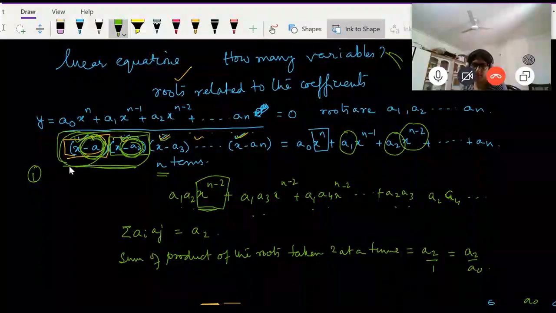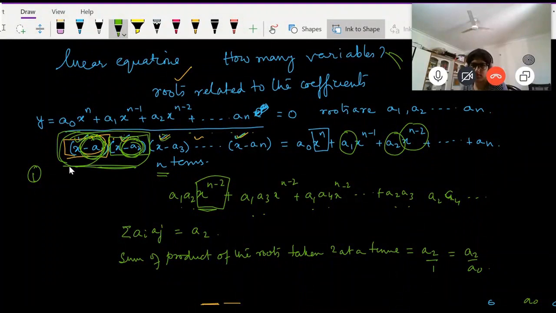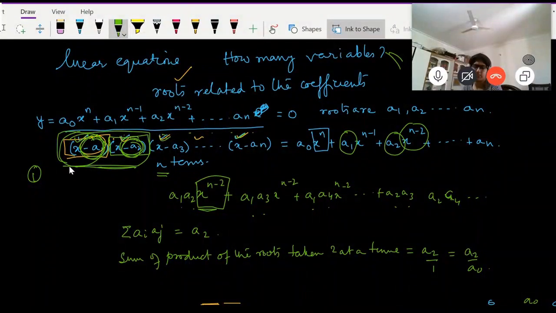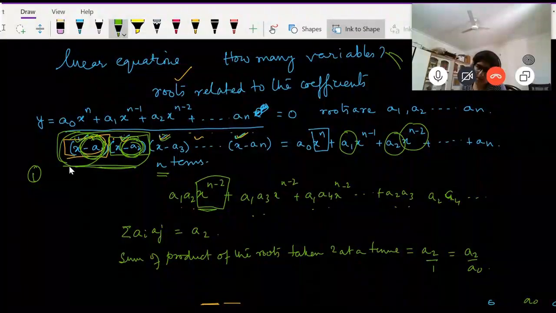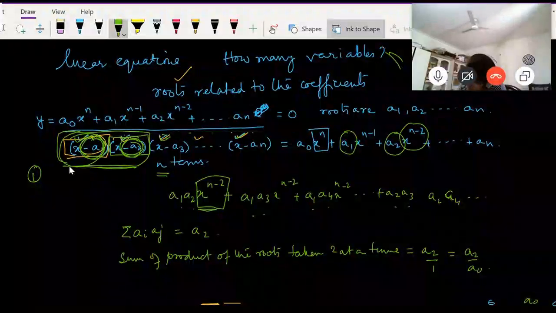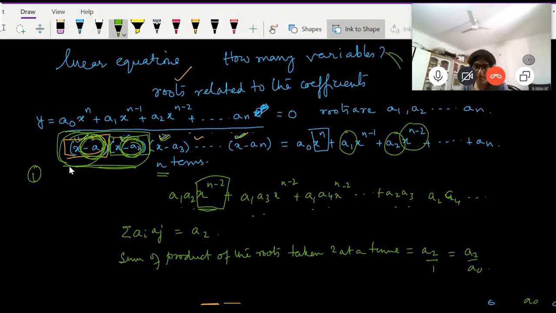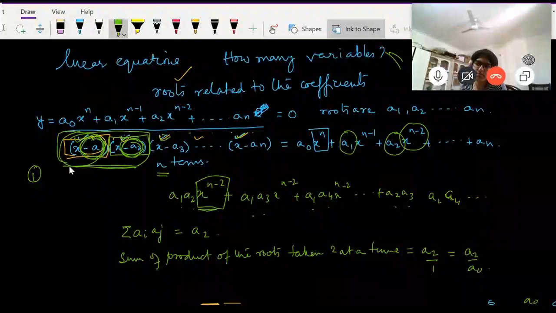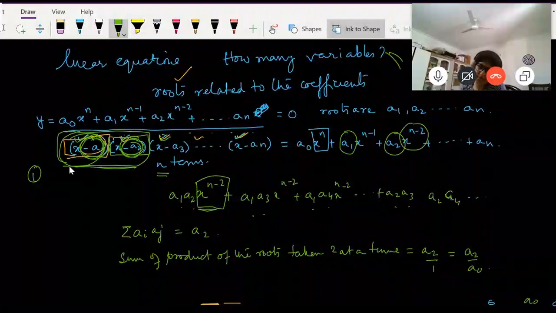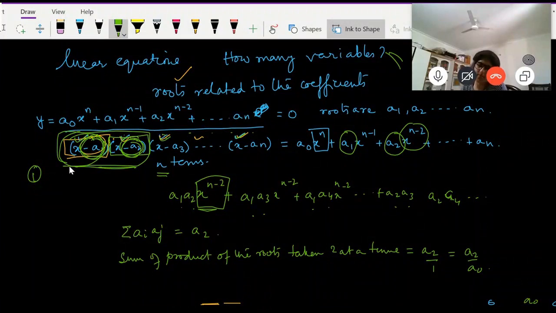So this is how you can equate the roots of the equation with the coefficients, right? This is how you can equate the roots of the expression with the coefficients, right?